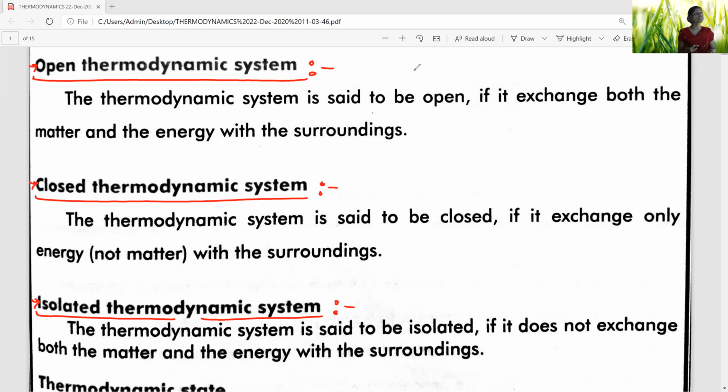So these are some of the terminology we should know, because when we enter into the subject, understanding of these concepts is very important.